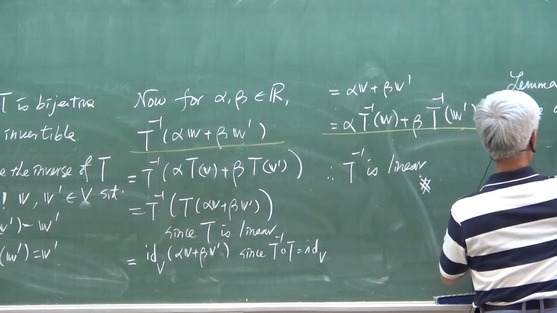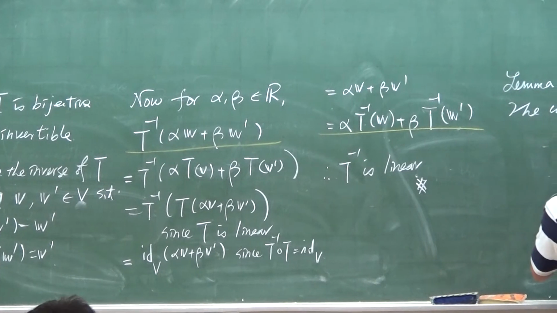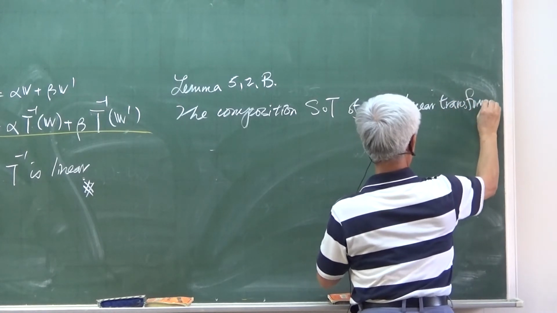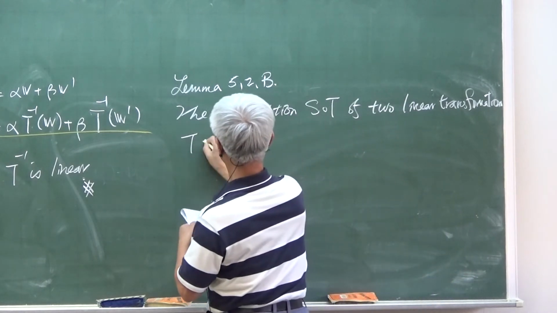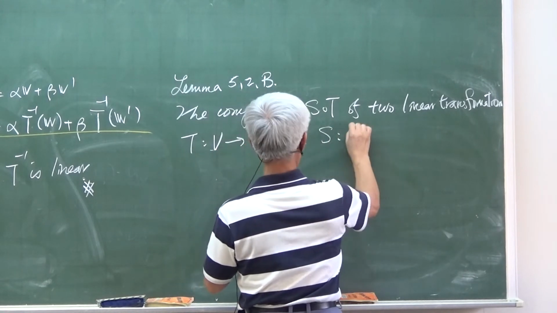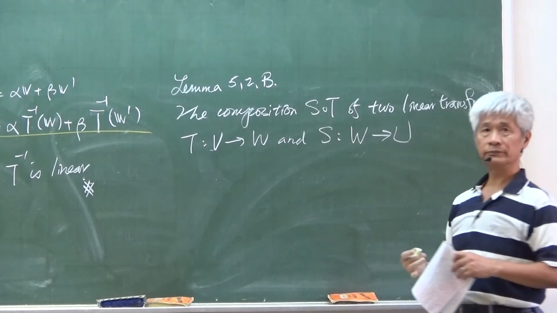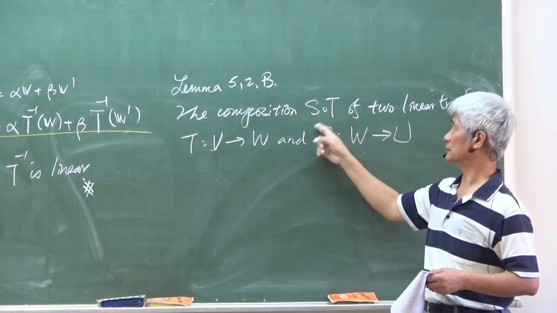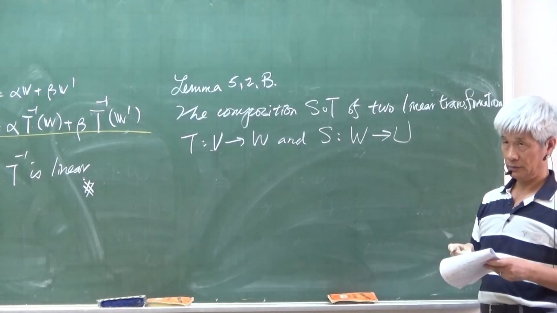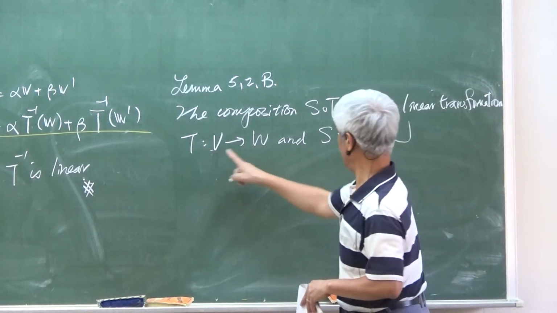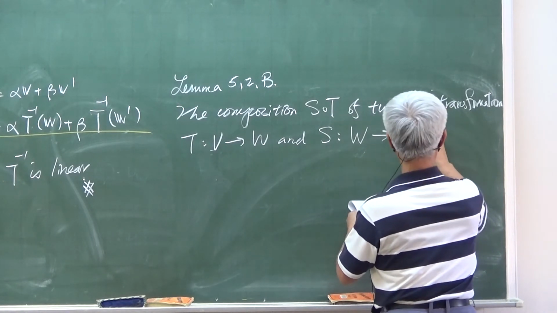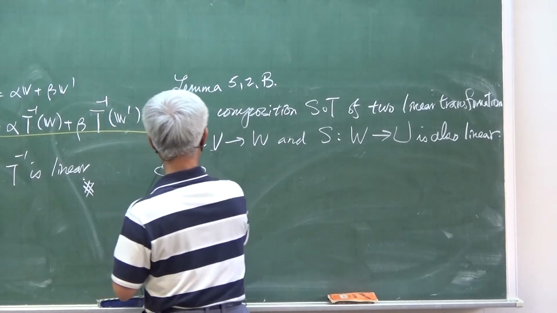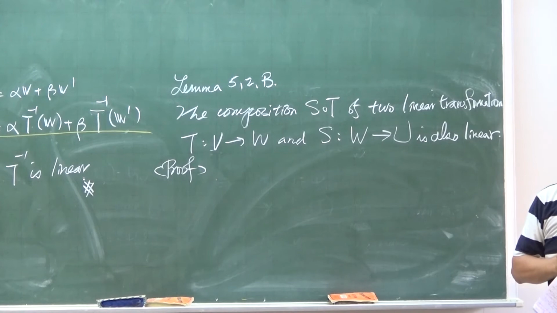The composition of two linear transformations, T from V to W and S from W to U, right? So suppose we have two linear transformations, T from V to W, S from W to U, then the composition, of course, is a function from V to U. Of course, it's a function by composition. But since T and S are linear, the composition is also linear. Alright? So the composition of two linear transformations is also a linear transformation.